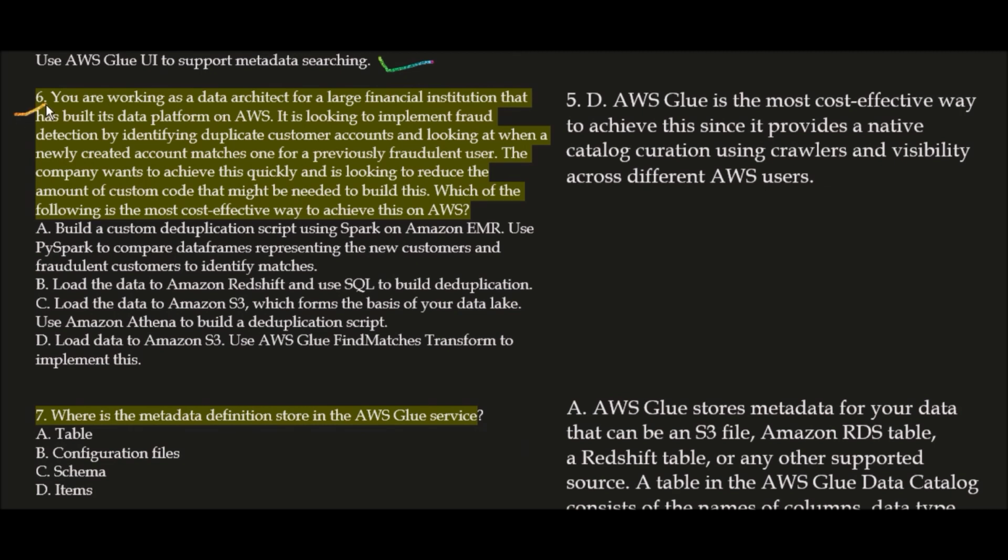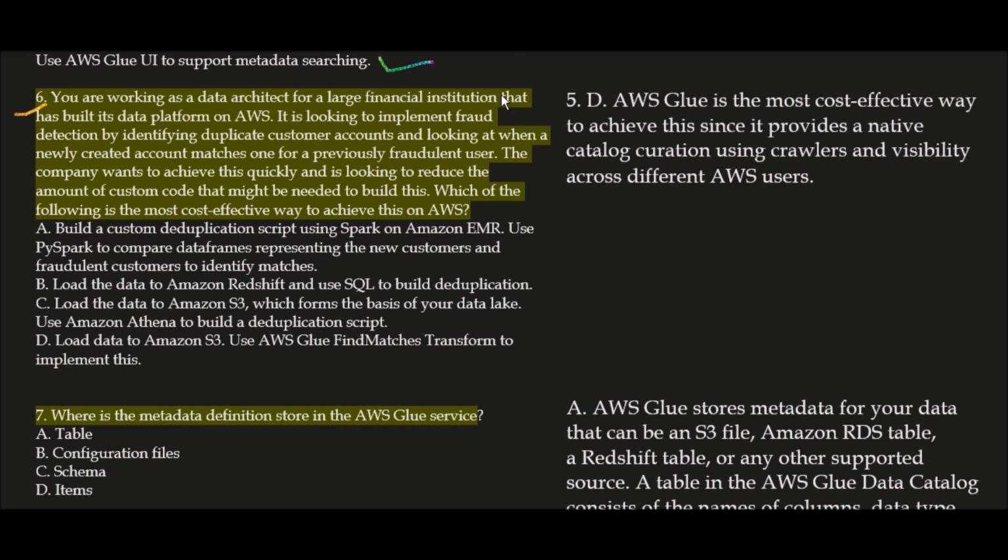Next question. You are working as a data architect for a large financial institution that has built its data platform on AWS. It's looking to implement fraud detection by identifying duplicate customer accounts and looking at when a newly created account matches one for a previously fraudulent user. The company wants to achieve this quickly and is looking to reduce the amount of custom code that might be needed to build this. Which of the following is the most cost-effective way to achieve this on AWS?